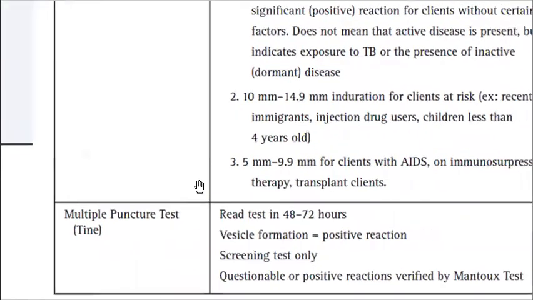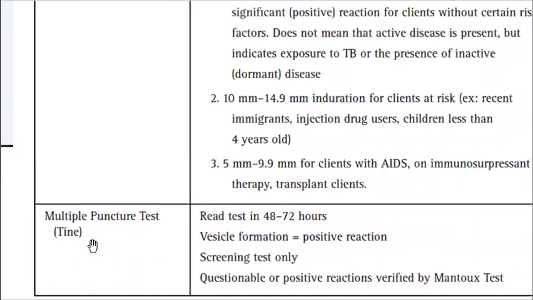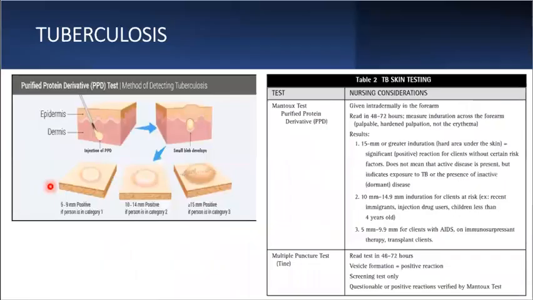We could also carry out the multiple puncture test, or the tine test. You also want to read this in 48 to 72 hours. You're looking out for vesicle formation. If there's any vesicle formation, then it's a positive reaction. The tine test is just a screening test only. So if we have a questionable or positive reaction, we want to verify it by carrying out a Mantoux test.